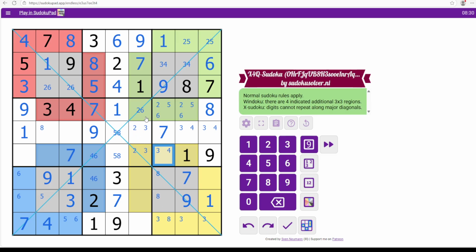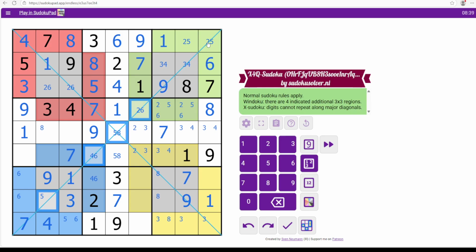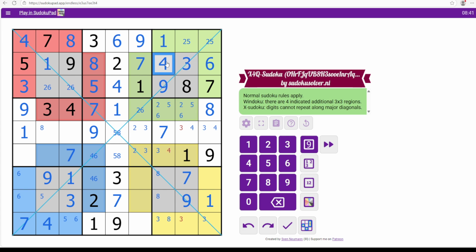3 on that diagonal cannot go there, cannot go there, cannot go there, cannot go there. That's got to be a 3. That's a 4. So 4 is in one of those 2, which would place 4 in one of 2. Oh, 4 is to go there. So that's a 6.